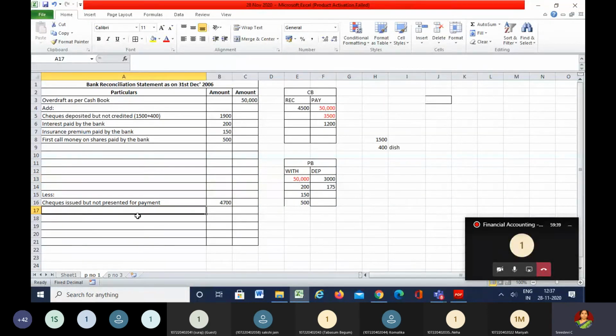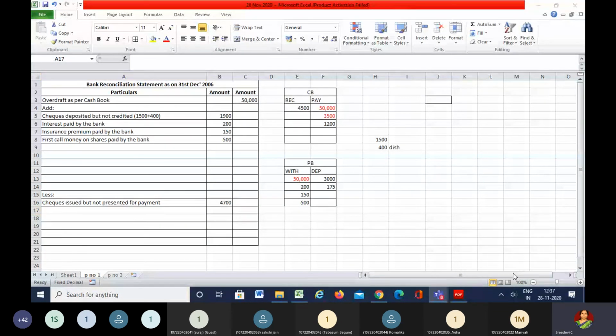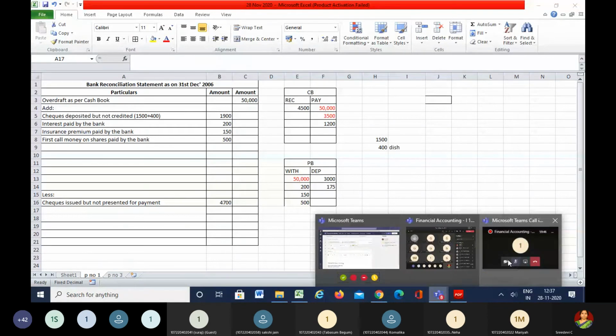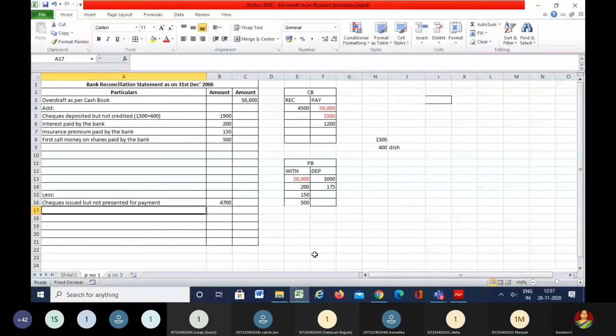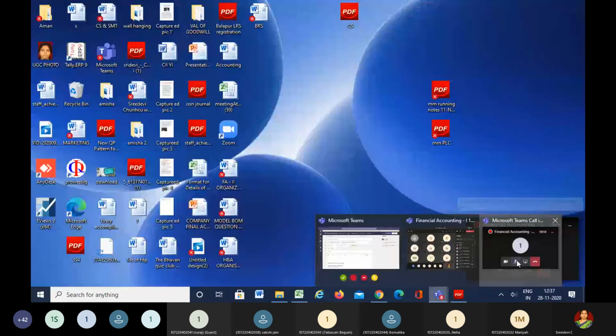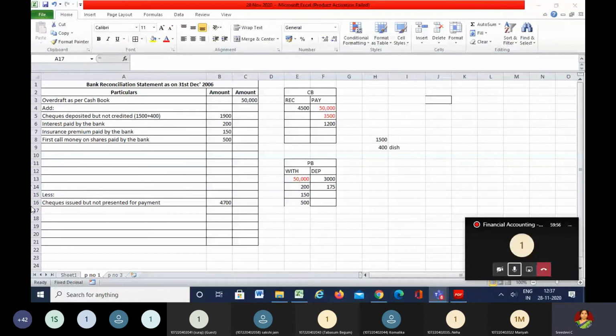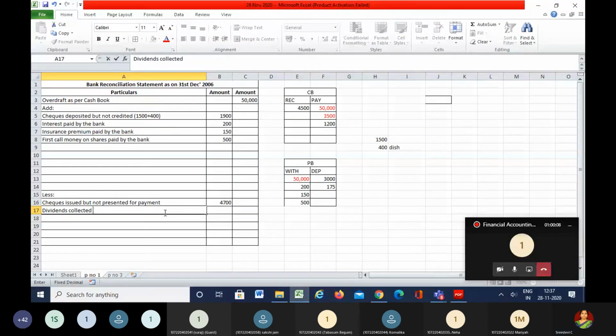So here you can write it as dividends collected by the bank, that is 175. Because of this, the passbook will be less.